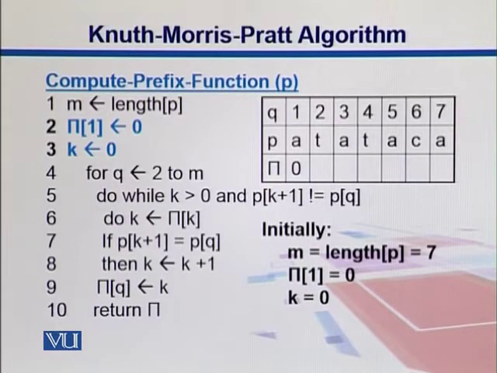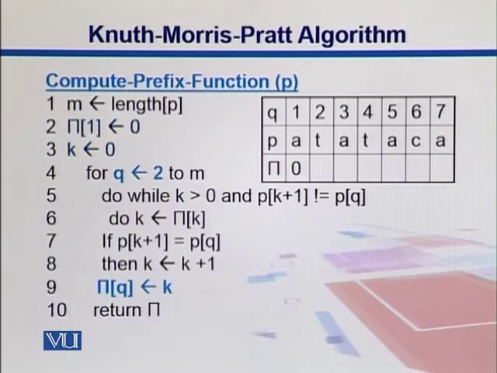So q moves from 1 through 7. We start with q equal to 2 as far as this for loop is concerned. Here we just initialized the length of P equal to 7, pi of 1 equal to 0, and k equal to 0. Now we move to the next step. We start with q equal to 2 to m. So right now we are at q equal to 2.